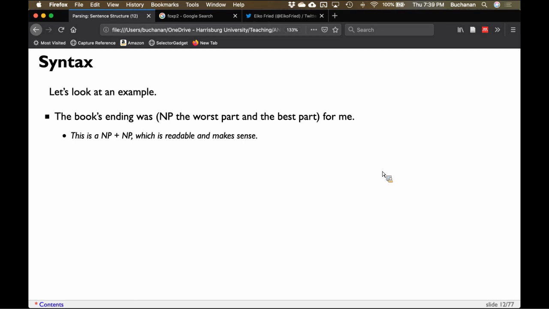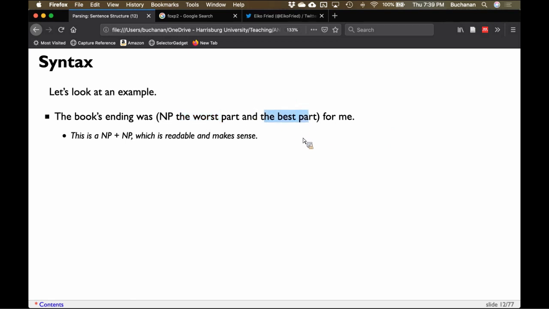Okay. So the book's ending, this is where our two previous sentences were generated from. So the book's ending was the worst part and the best part for me. I feel like everyone has this novel that, like, it was great, it was great, it was great, and then you get to the end and you're like, what was that? What was this trash? Why is it like that?